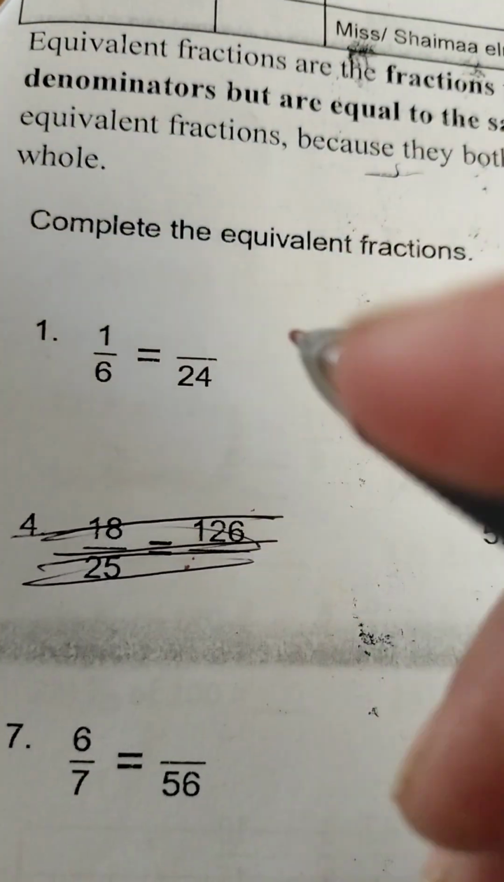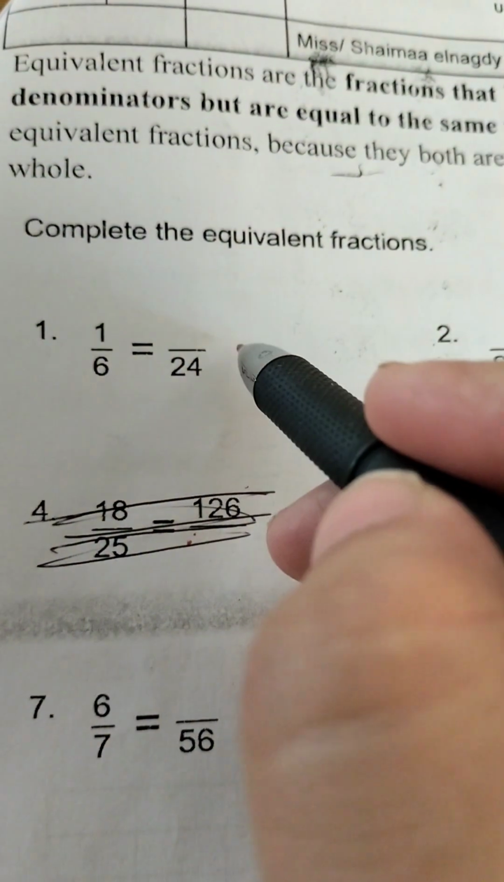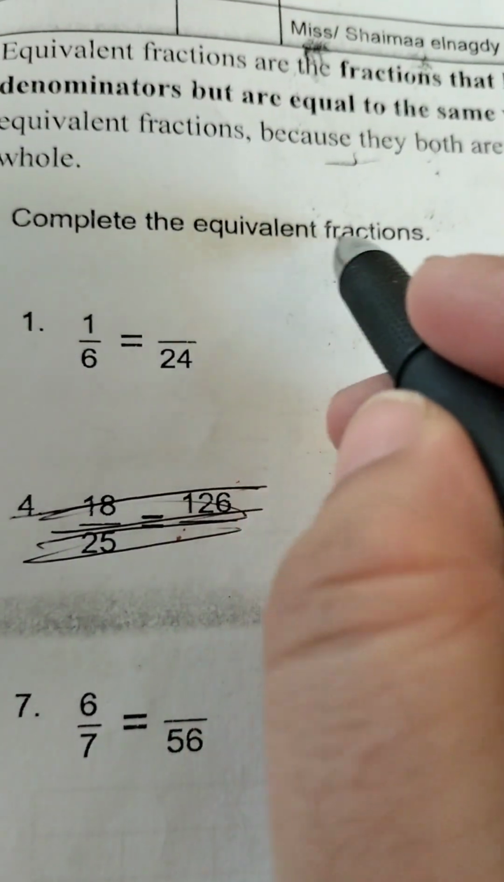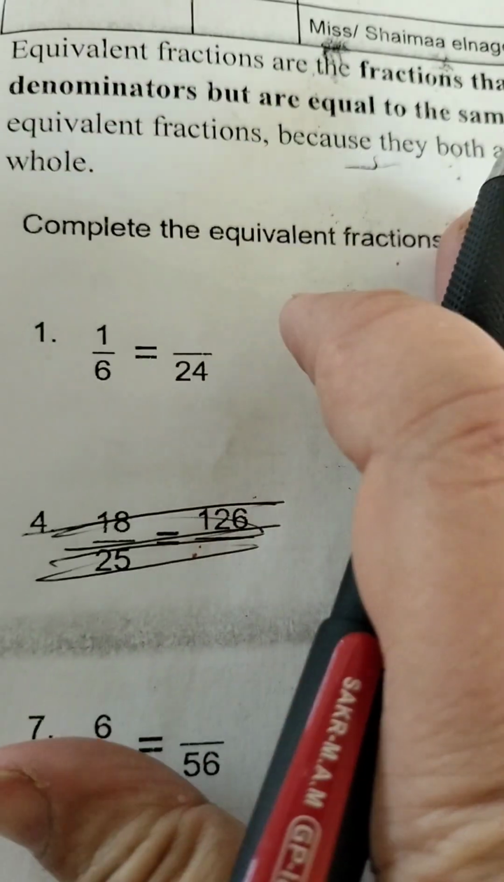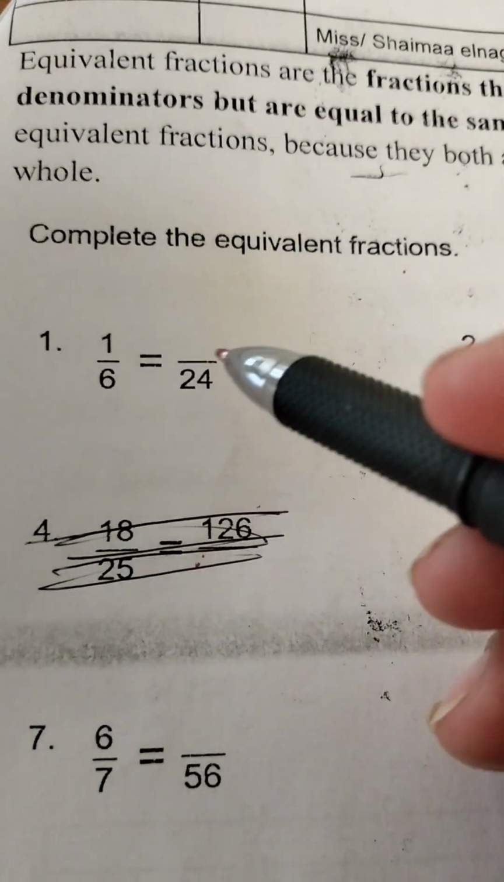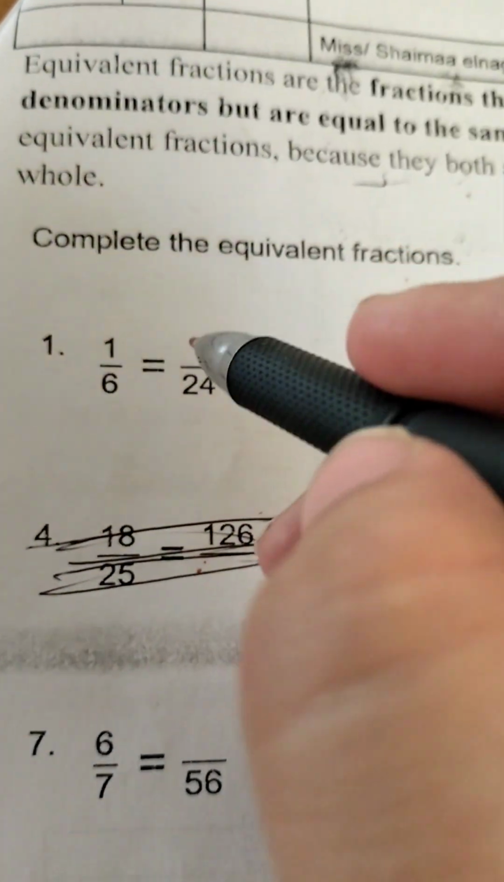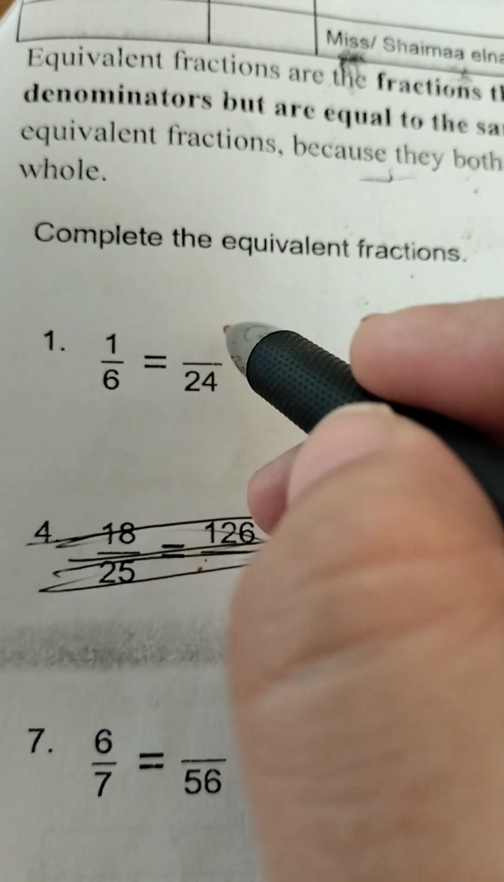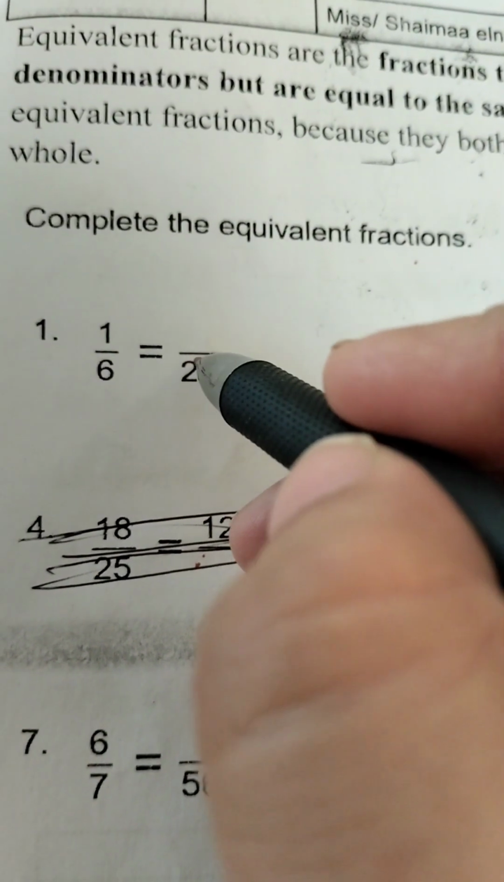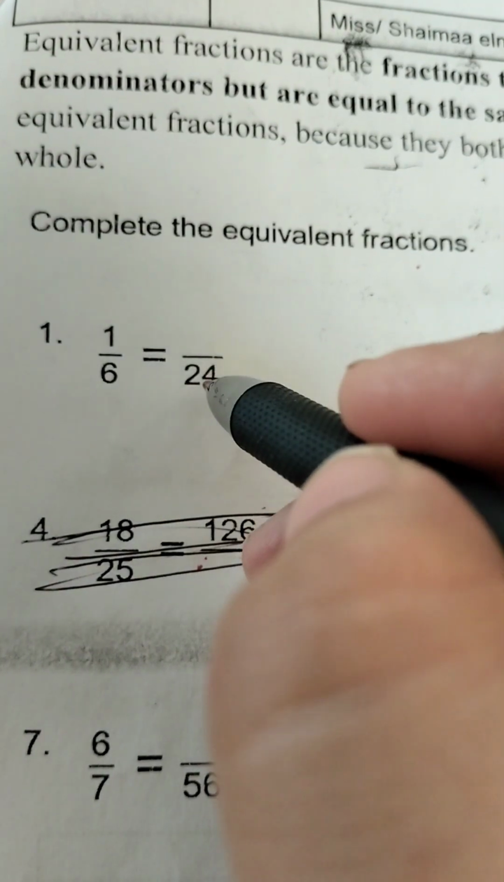Let's look at this kind, which is called equivalent fractions. Equivalent fractions, this is what we call it, when I want two fractions to be equal. If I look at this one, 6 over something equals how many over 24, or out of 24.